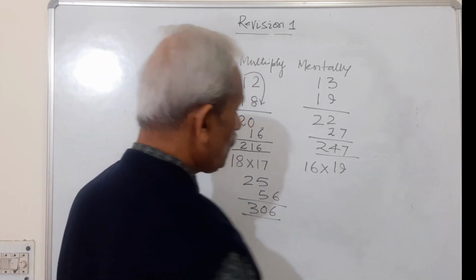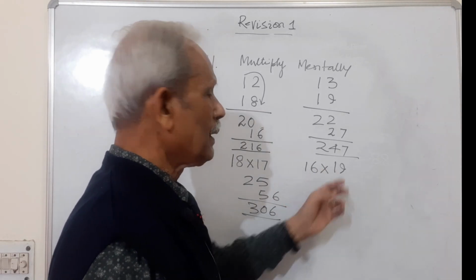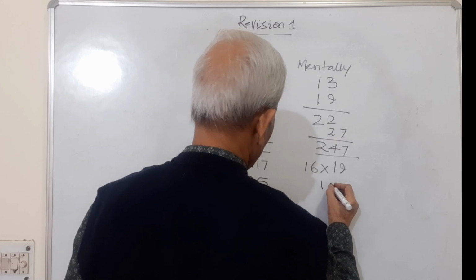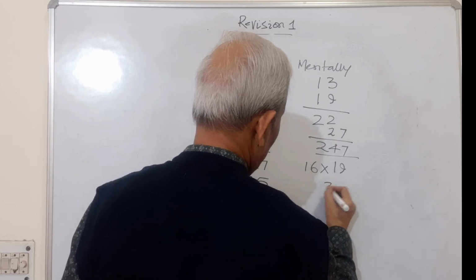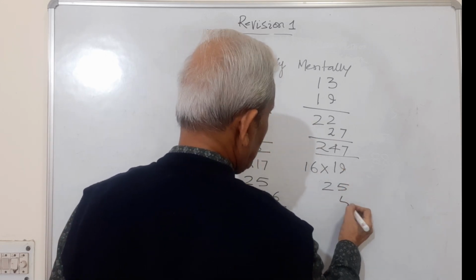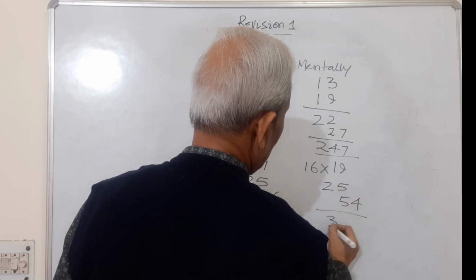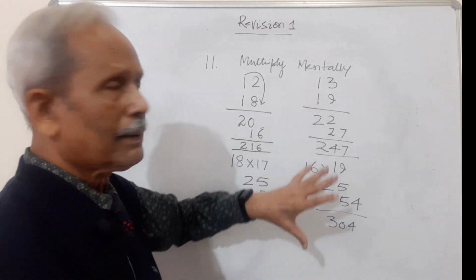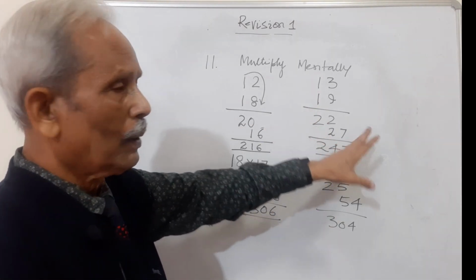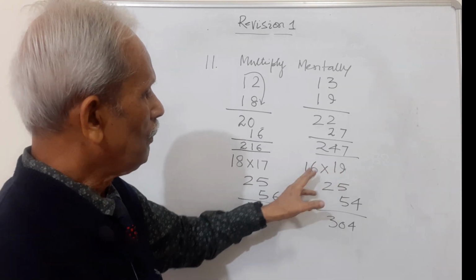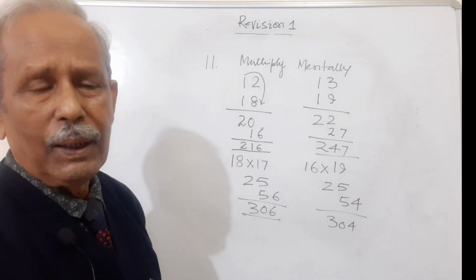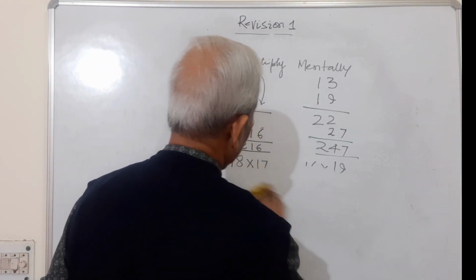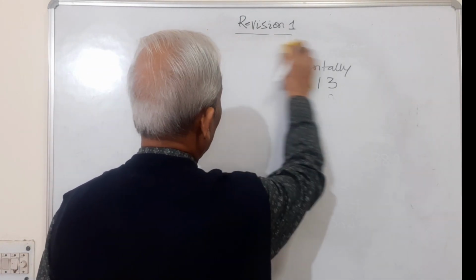Here, 16 plus 9, 25. And 6 nines are 54, 25 and 54, 304. When you want to do this sort of calculation, you will just look at it and say, tell me, 13 plus 9, 22 and 27, 247. 16 plus 9, 25 and 54, 304. That's all. You can quickly get the answer. I hope you have understood it and you will be able to do all these kinds of problems.